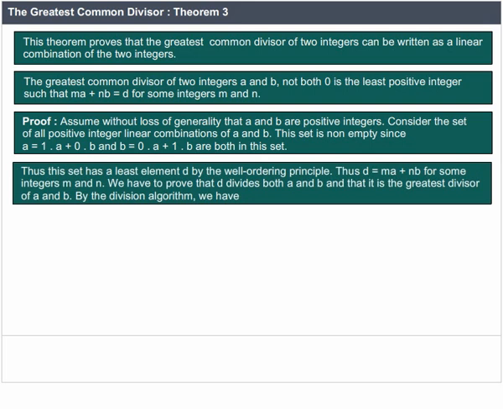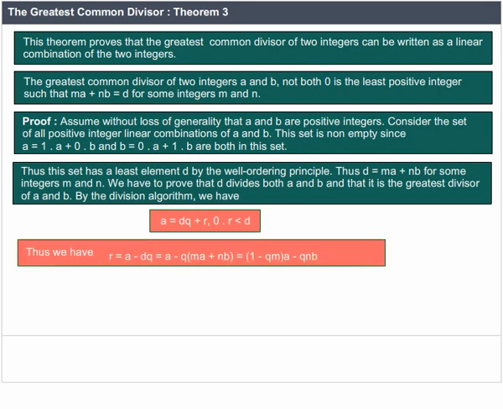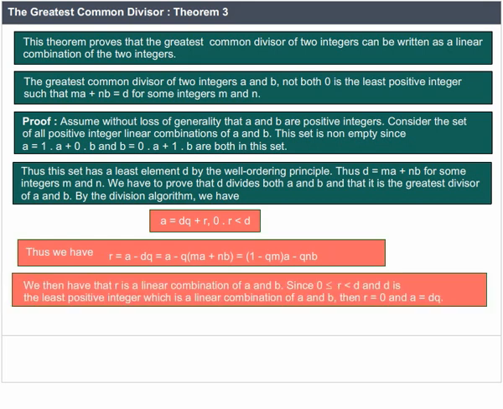We have to prove that d divides both a and b and that it is the greatest divisor of a and b. By the division algorithm, we have a = dq + r, where 0 ≤ r < d. Thus, we have r = a − dq = a − q(ma + nb) = (1 − qm)a − qnb. We then have that r is a linear combination of a and b. Since 0 ≤ r < d, and d is the least positive integer which is a linear combination of a and b, then r = 0 and a = dq.